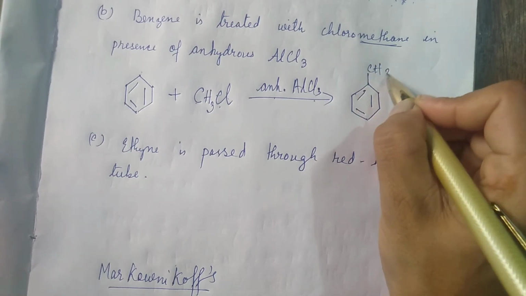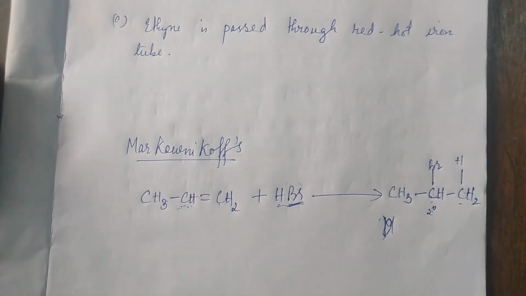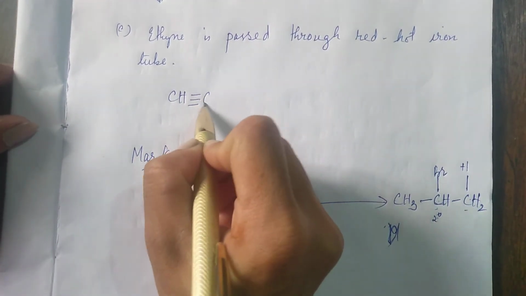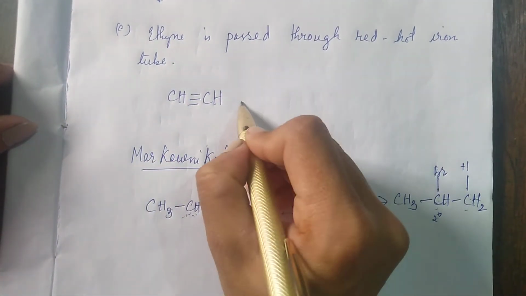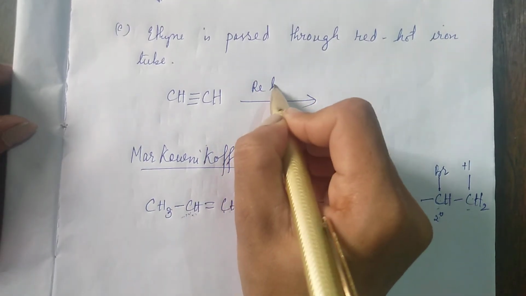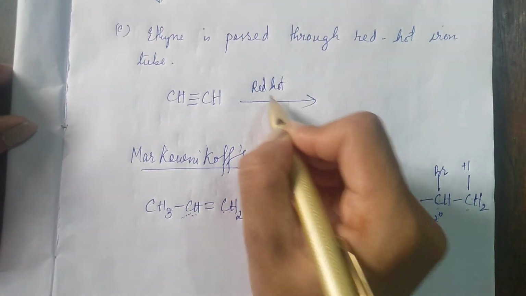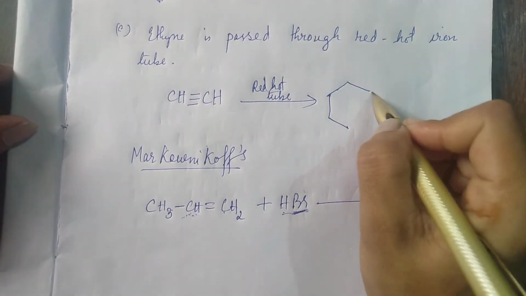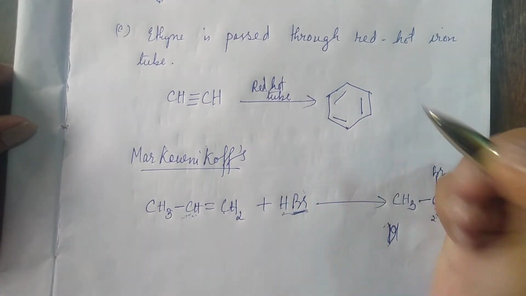This is alkylation. Next, ethyne. Ethyne means two carbons, and yne means triple bond. It reacts with a red hot tube, and it will change directly into a benzene ring.